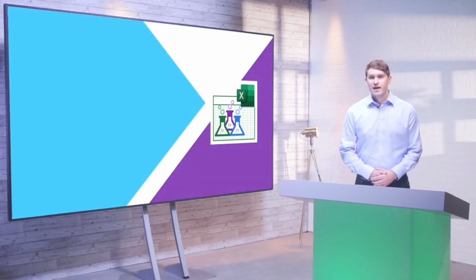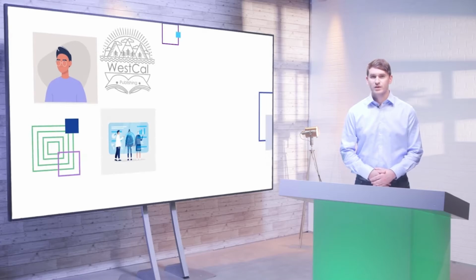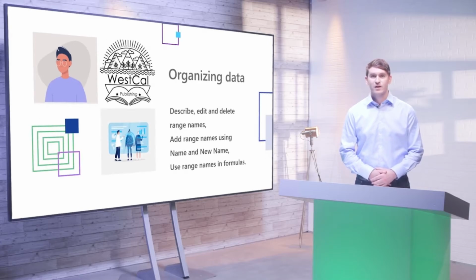A key benefit to adding range names to your workbook is to ensure that formulas and calculations are easier to read and understand, especially if you are sending a workbook to a client or colleague. Thomas from Westcal Publishing needs to be able to work with large amounts of data, formulas and functions within a single document. While cell references can be used to identify where formulas are getting information to calculate data, it is not always obvious, especially to others who may be encountering the document for the first time.